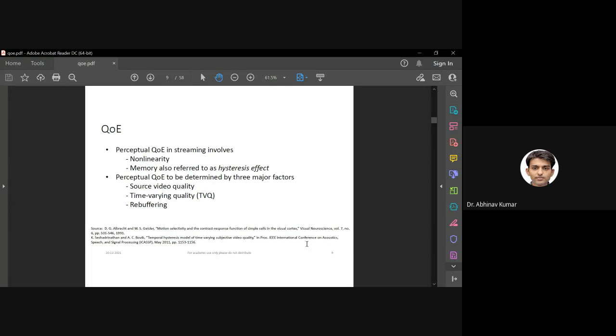If the channel condition was varying and I was trying to adapt to the channel condition and requesting different rate encoded segments, how does that varying quality affect my perceptual QoE? That is something I should be capturing.